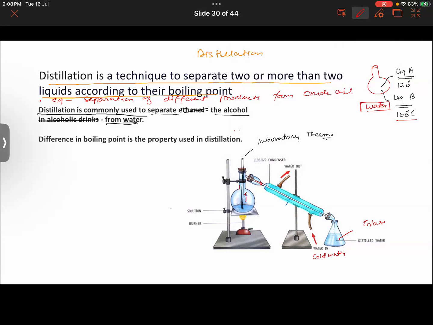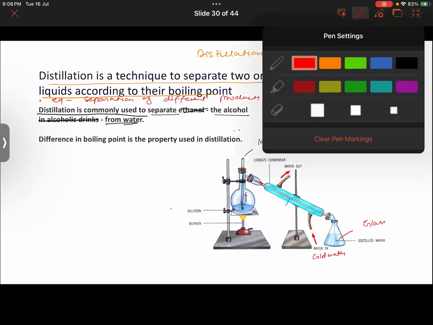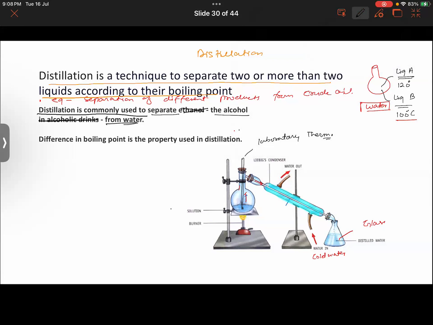Exactly. Now in the place of liquid A and liquid B, think of them as alcohol and water. Liquid A is, let us say, alcohol, and liquid B is water, right? Water has 100 degrees Celsius, alcohol has 78 degrees Celsius boiling temperature. So in this setup, we would first of all maintain the temperature at 78 degrees Celsius. Thereby, all the alcohol will convert into the vapor state.